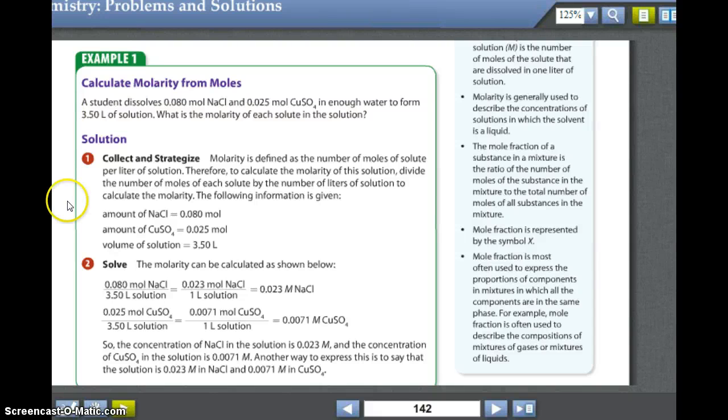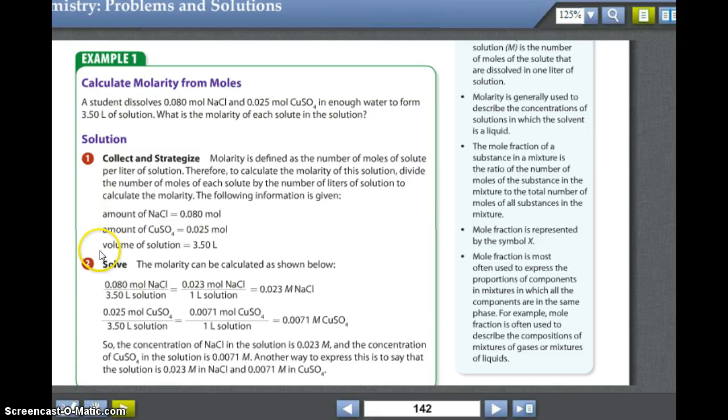Okay, so first things first, you're going to write down everything. So how many moles of each you have and the volume of the solution. It says collect and strategize. Molarity is defined as the number of moles of solute per liter of solution. Therefore, to calculate the molarity of this solution, divide the number of moles of each solute by the number of liters of solution to calculate molarity.